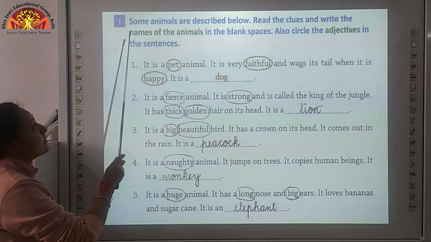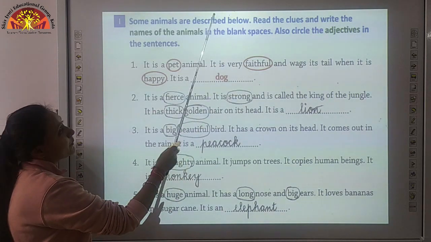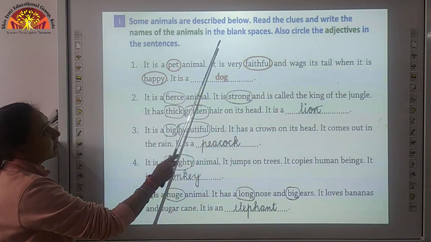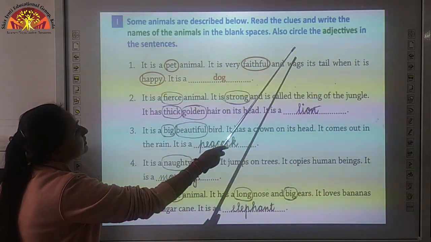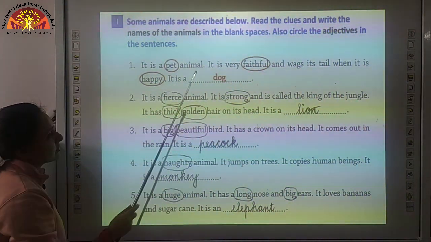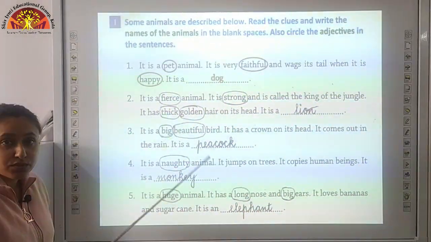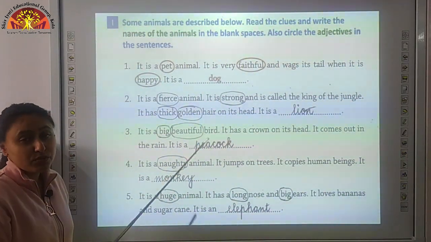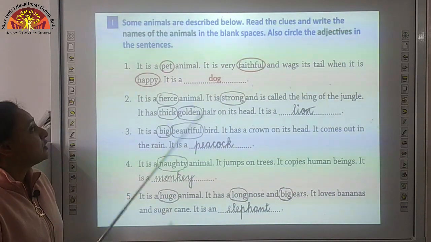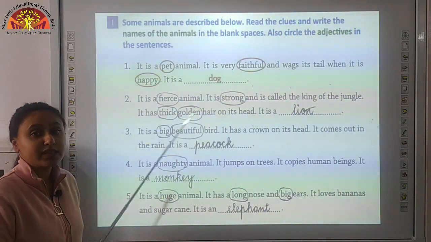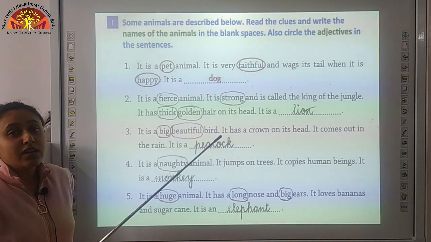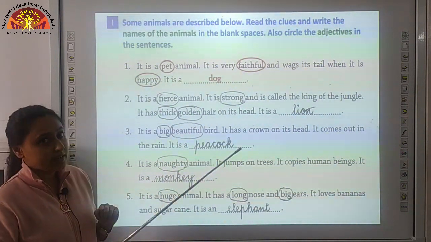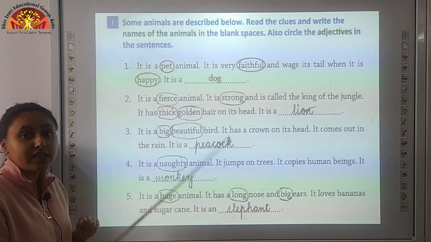Question I. Some animals are described below. Read the clues and write the names of the animals in the blank spaces. Also circle the adjectives in the sentences. So children, what you have to do in this question? Some adjectives are given to you about an animal. You have to read the adjective. First read the sentence, then observe the adjective. Then you have to write the name of the animal. Okay, and you have to underline the adjective.